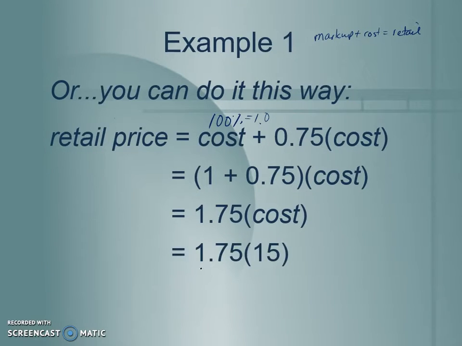So we're just going to take that 175%, multiply it by 15, and we still get 26.25. So just in one step right here, we were able to find what the retail price is going to be.